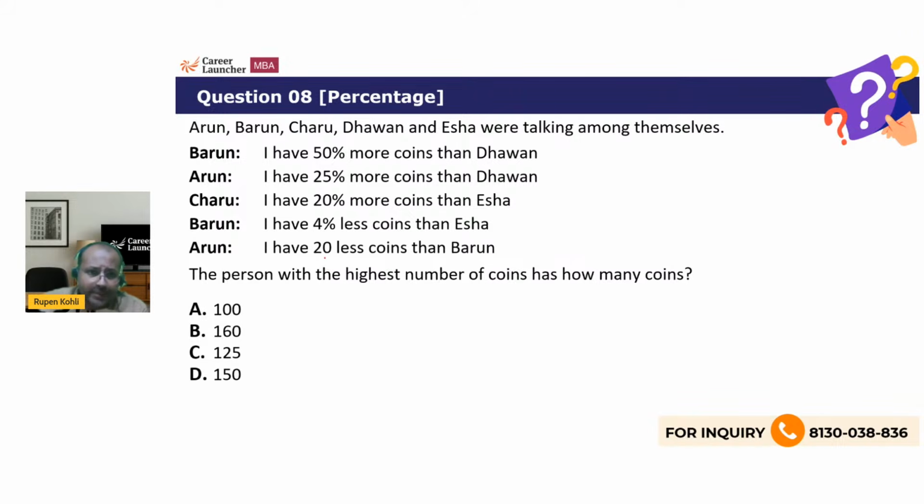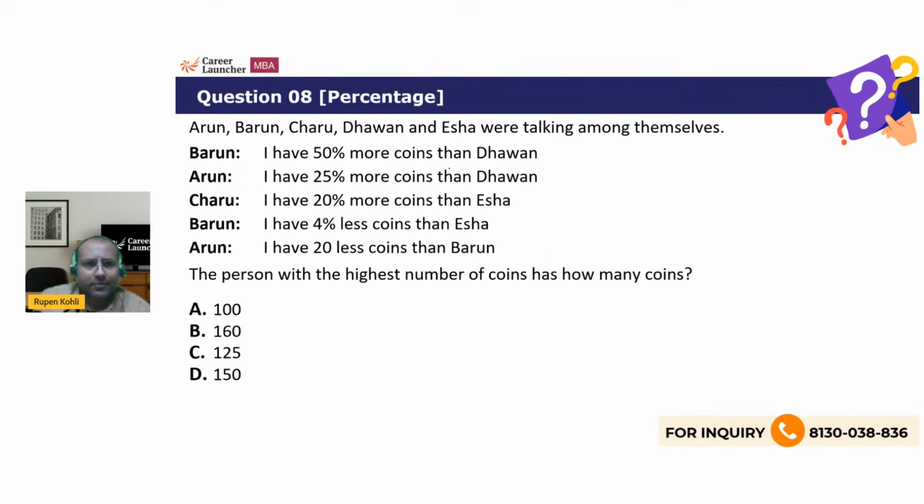Only the last statement is giving me an actual number. So I guess from the first four statements we can establish some kind of ratios, and then look at the last statement and get the numbers. That's the overall agenda, right?